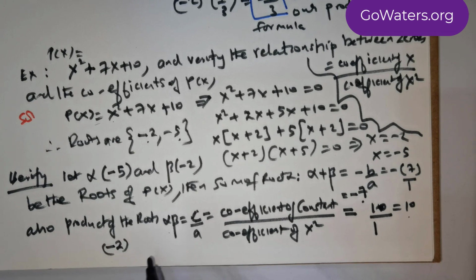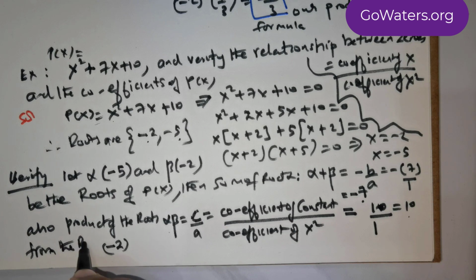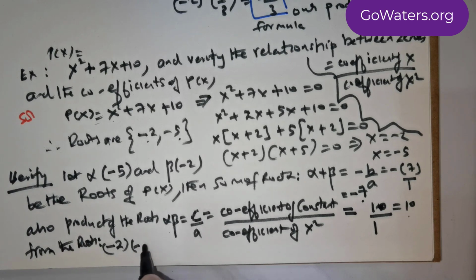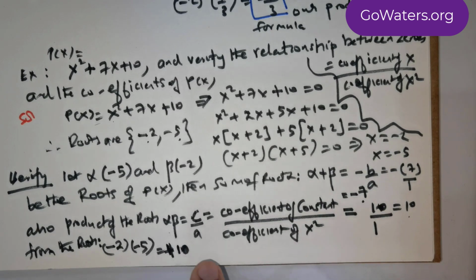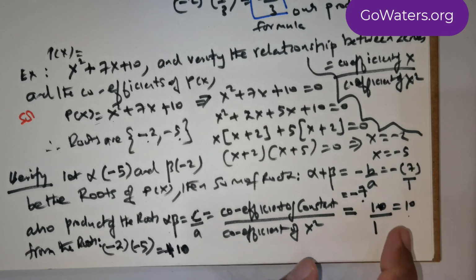Probably you can state that from the roots like this: negative 2 times negative 5 is equal to negative 10. Actually, it corresponds, it's positive 10. This is going to be positive 10. This corresponds with the value that we just got here.